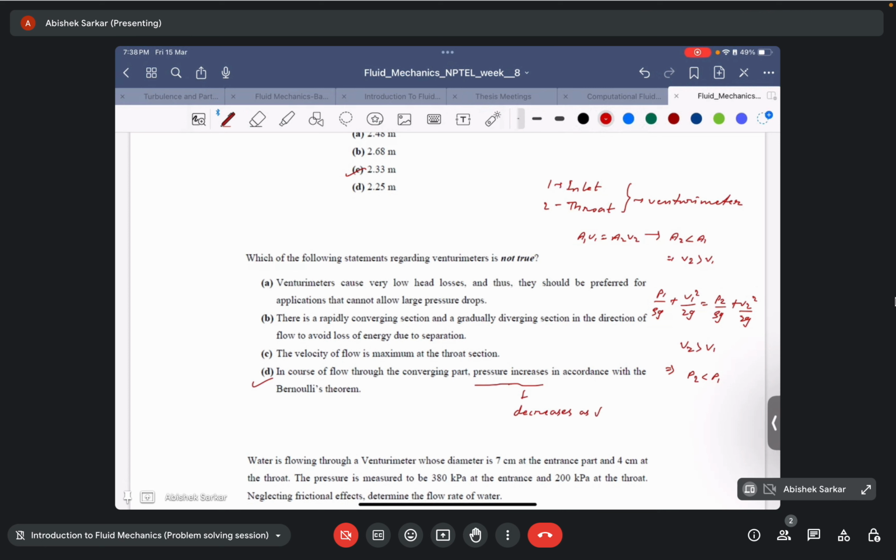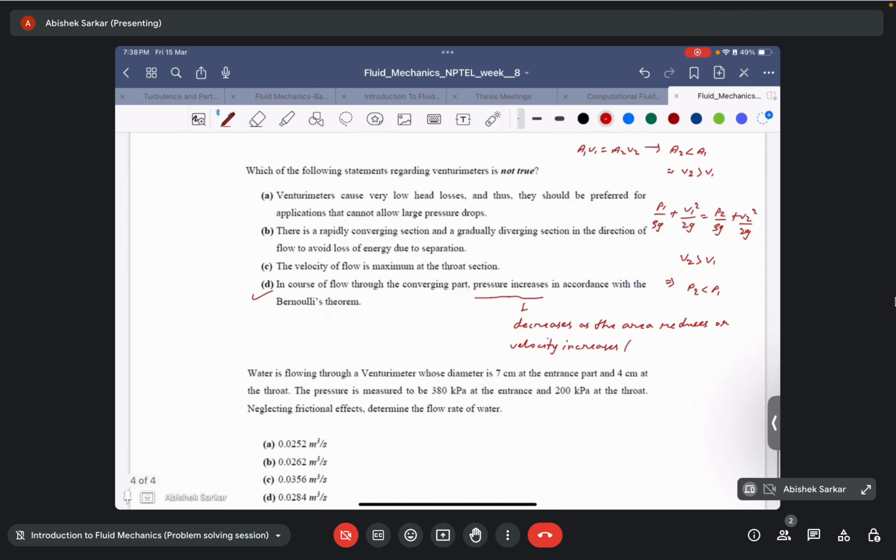Pressure decreases as the area reduces, or velocity increases. Most importantly, it should be a subsonic flow. The details of how subsonic or supersonic flow governs these area change parameters, we will discuss if we take the compressible flow course. But for the current course, just keep in mind as information that this analysis is only valid in the case of a subsonic flow.